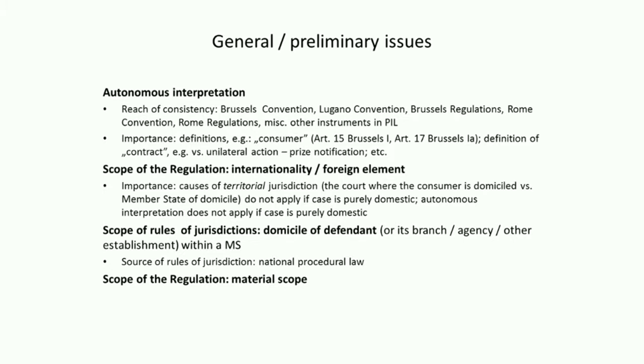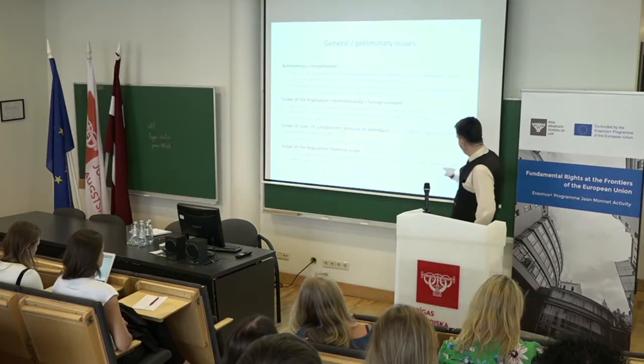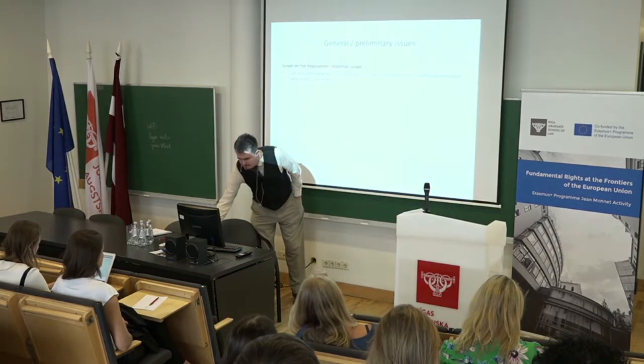Scope of the regulation, material scope. This is a jungle of different cases, which even in a consumer case, you cannot escape addressing. First, it has to be a civil and commercial matter. It means that the regulation, equally applicable to Rome I and other private international law sources, excludes those contracts which are in connection with revenue, customs, and administrative matters, and which are in connection with acta iure imperii, that is to say, when it's in connection with the state's public functions. I will just very briefly flip through a few examples.